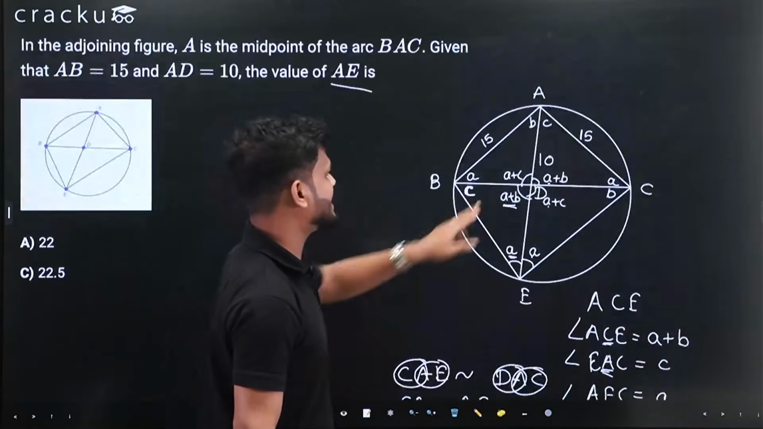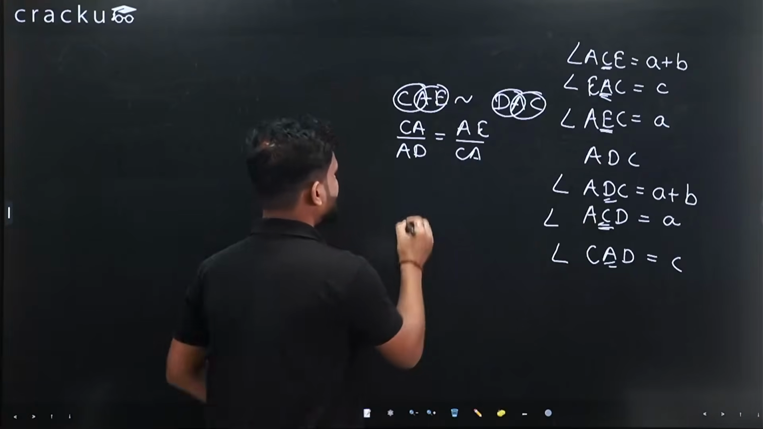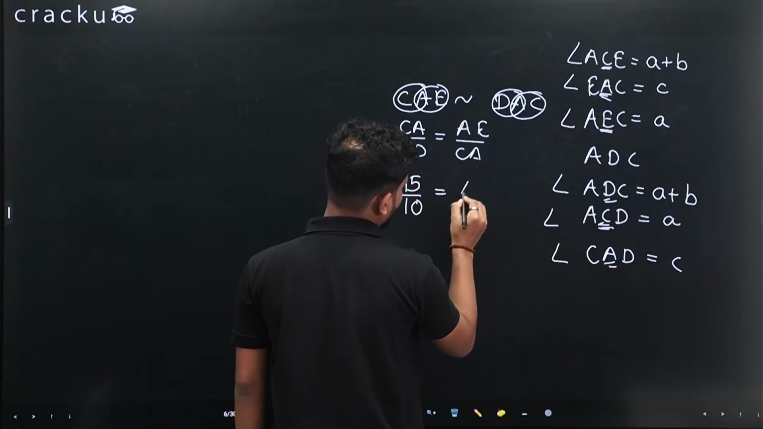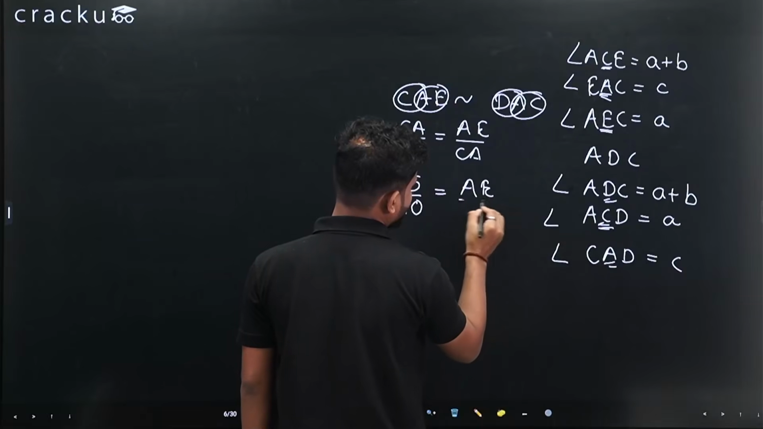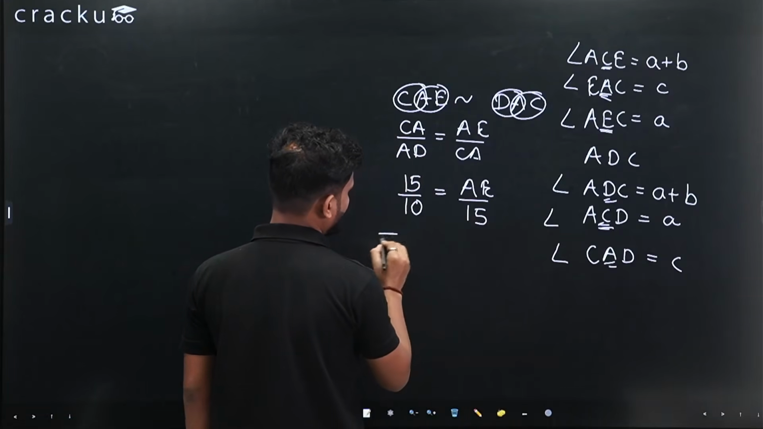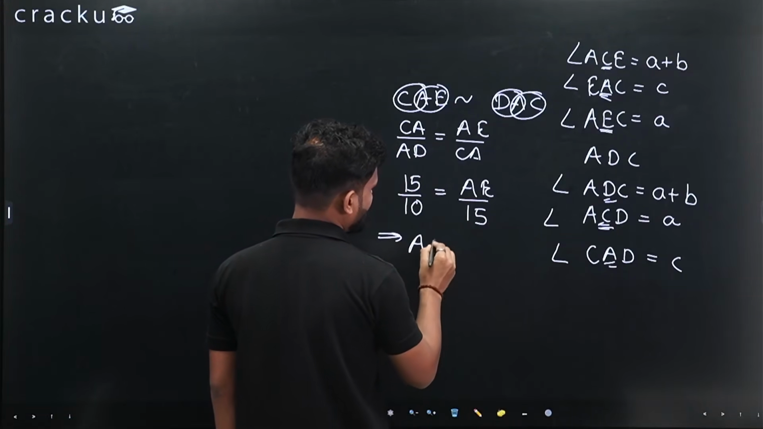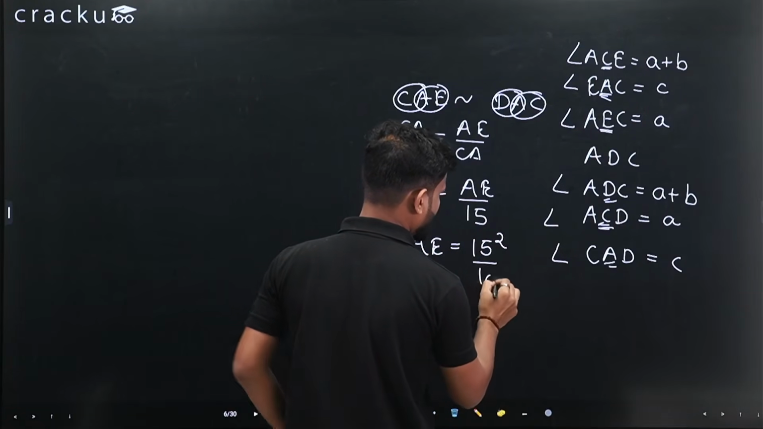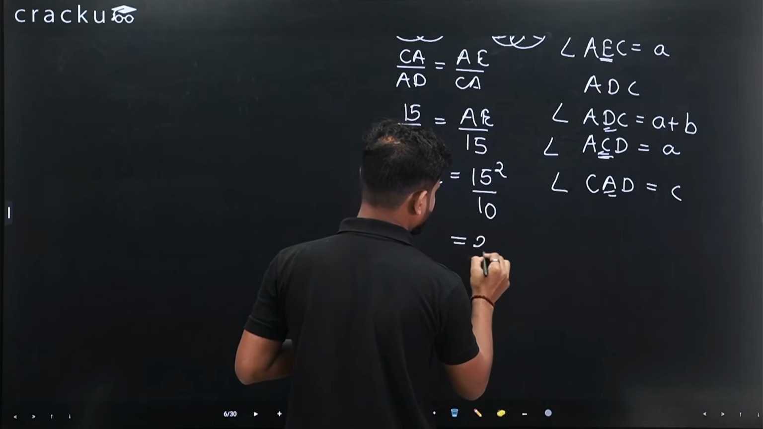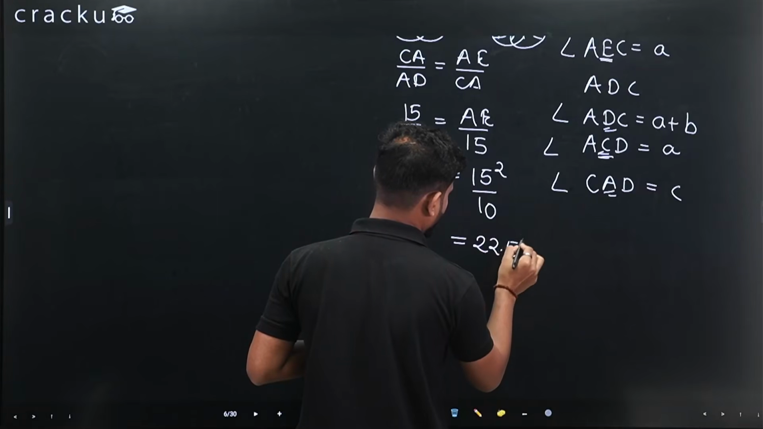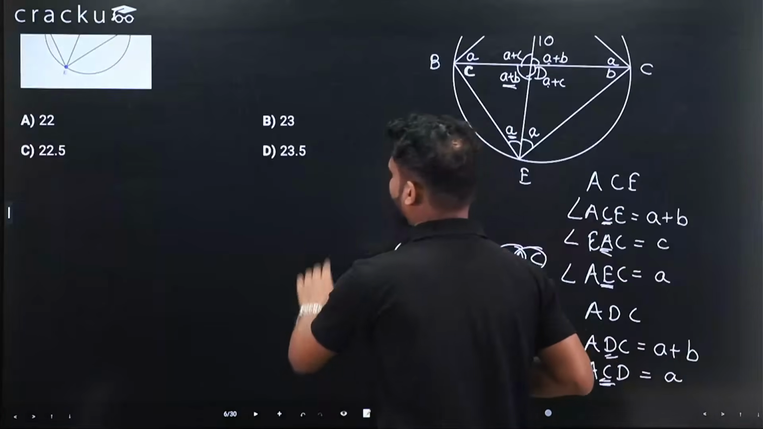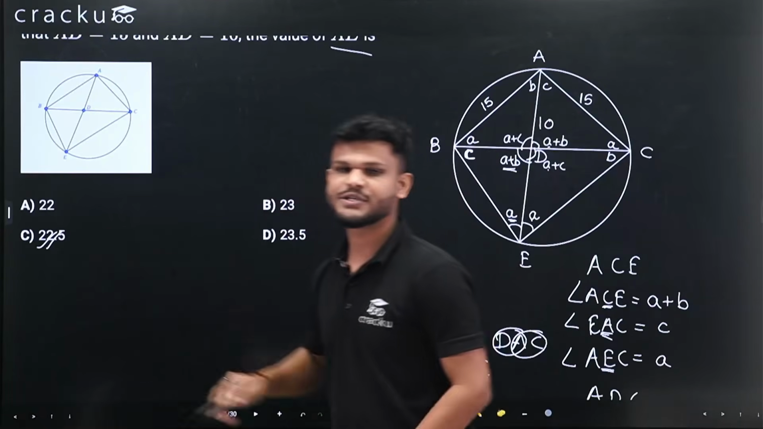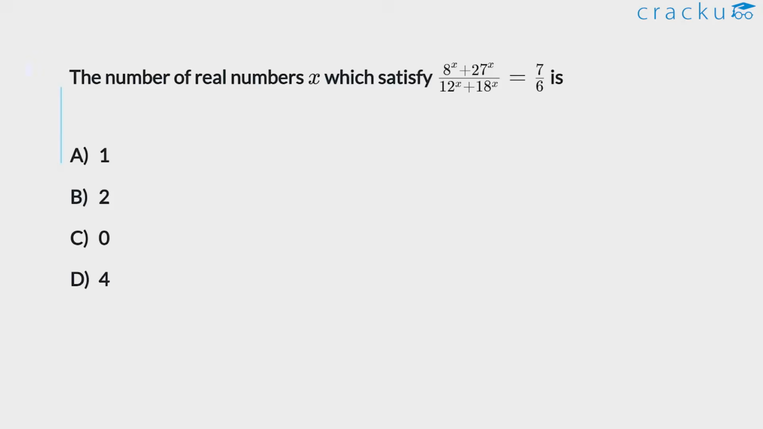Now what is AC? AC is nothing but 15. So 15 upon AD, which is 10, is equal to AE upon CA, which is 15. From here you get AE is equal to 15 square divided by 10. What is 15 square divided by 10? It is nothing but 22.5. So AE will be 22.5, which is given in option C. So option C is the correct choice here.